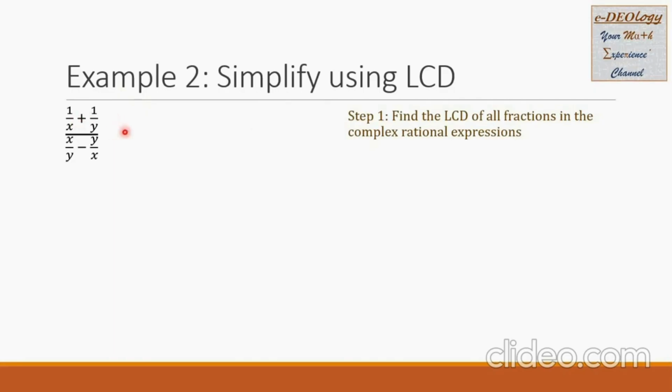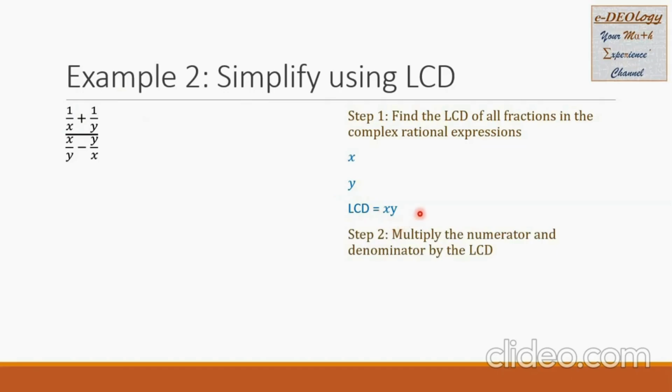I can see here that the denominators of all the fractions in this complex rational expression are all x or y. So all denominators are here now, and if I'm going to write the LCD, just simply copy the x and the y together, and our LCD is xy. Next, multiply the numerator and denominator by the LCD. So it will be like this now.